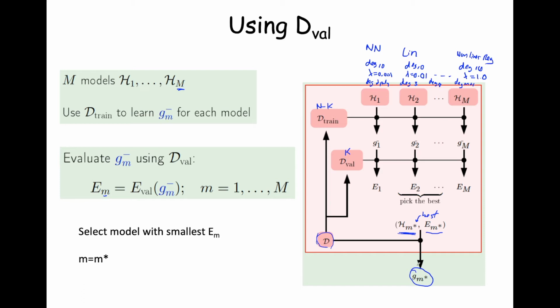It is the best version of those g_m bars that we get because we now have more training points, and VC dimension and Hoeffding's inequality tell us so. The more data points you train on, the better the generalization. Okay, so this is our scheme, how we use D_val in order to select the final best hypothesis.